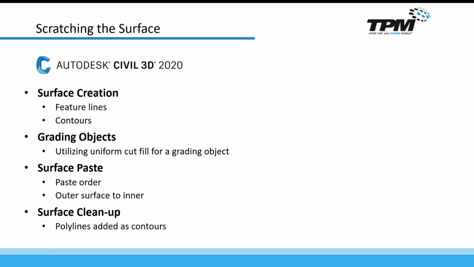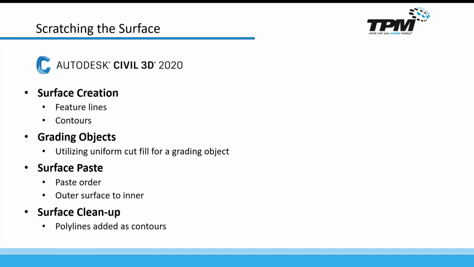So some of the major topics I'm going to talk about are going to be surface creation itself using feature lines as well as contours to create those surfaces. Then I want to quickly talk about grading objects. Not going to get too deep into grading objects, but I want to quickly talk about how to utilize those as well into your surface. And then we're going to talk about surface pasting and why, with surface pasting, the order matters. And then also the bigger thing that we want to talk about is surface cleanup and how to make those contours look nice and smooth once those contours are created. Some quick tip ways to make those surfaces look nice and smooth.